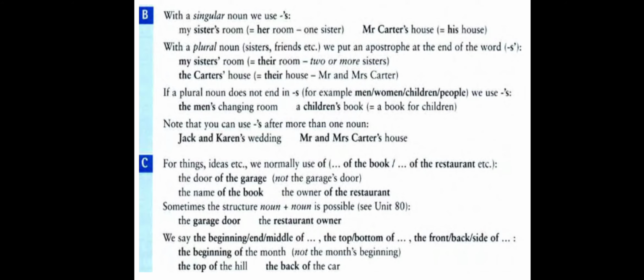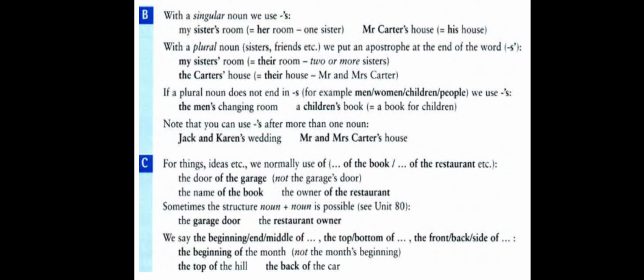Sometimes the structure noun plus noun is possible. Sometimes you use noun plus noun only, without any apostrophe plus s, or without any possession. We say the garage door, the restaurant owner, without possession. It is understood because it is clear.